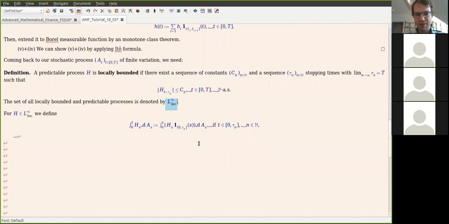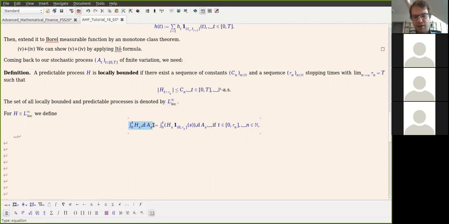And I hope now you all agree that with this class of integrands, you can really define for almost all omega the integral of H, assuming it's in L infinity loc, with respect to A. So except for a null set. And if you think about our standing assumption that all the null sets are F0 measurable, that's fine for us. So this creates no measurability issues, right?